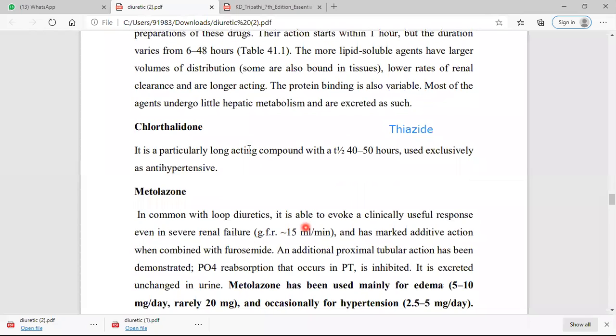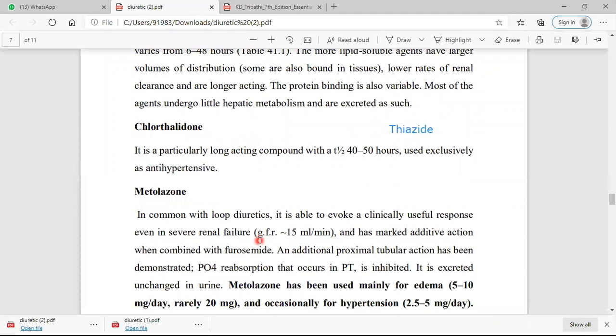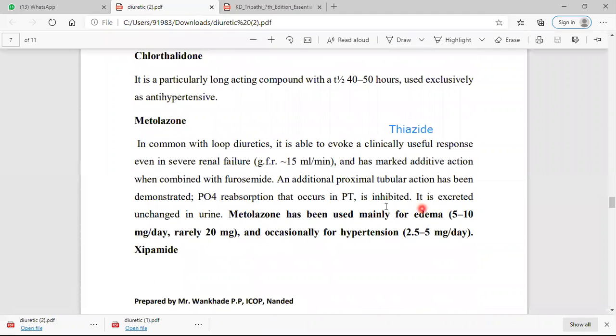Next drug is chlorthalidone, a long acting compound, extensively used as an antihypertensive drug. Metolazone is useful in severe renal failure. It is mainly used in edema and occasionally for hypertension.